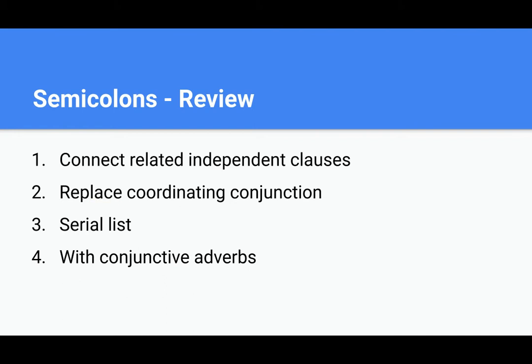Number two, replace coordinating conjunctions. Number three, use them in a serial list. Again, I'll go over what that means. And then four, you use them with conjunctive adverbs. And just as a reminder, your coordinating conjunctions, those are your and, but, or, so, yet, nor, for. Conjunctive adverbs, I gave you guys a list. So if you have all of your papers, you should actually have a copy of that list. Those words like however, moreover, indeed, also, things like that.